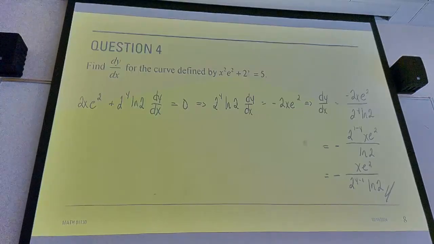Now, yeah, I haven't even talked about higher order implicit differentiation. I'd like to talk about it. I don't want to do it. You don't do it. Doesn't mean I won't make you do it, but I'm not doing it. It sucks.